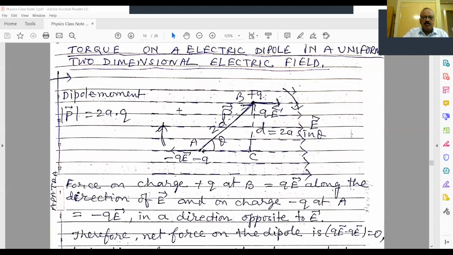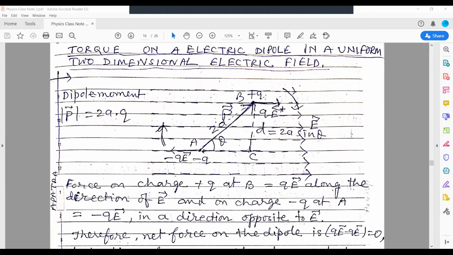This is the dipole. Dipole moment P is equal to 2a. Here we are taking 2a in place of 2l. Minus q charge, plus q charge. You observe the figure diagram carefully. Minus q charge, plus q charge.